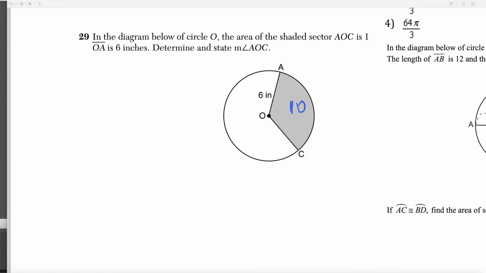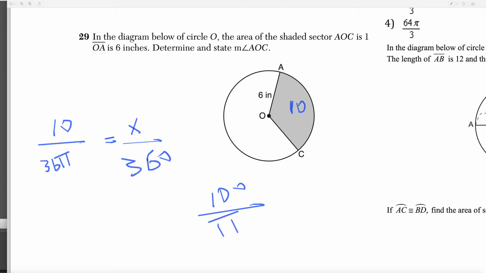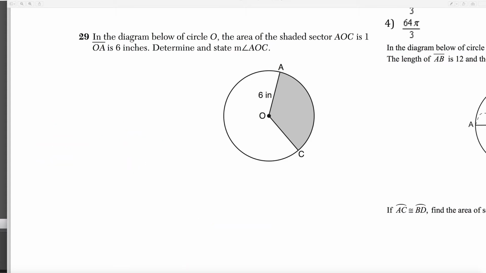The rule is that the same percentage that this piece has of the whole circle, this angle has of 360. They're in proportion. So you would say the area of the piece is 10 and the area of the whole circle is 36 pi. Then the angle is x and the total circle is 360. And then you just solve. You would get 100 over pi, which would be the angle, not in radians.